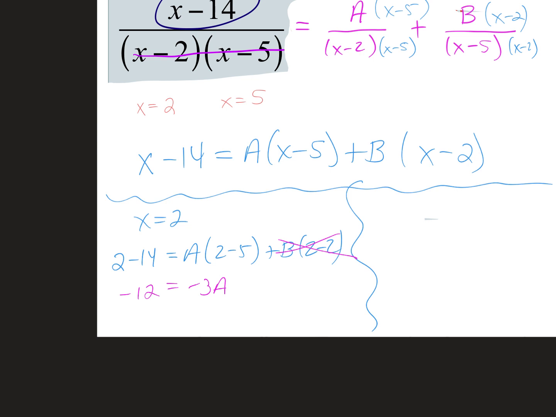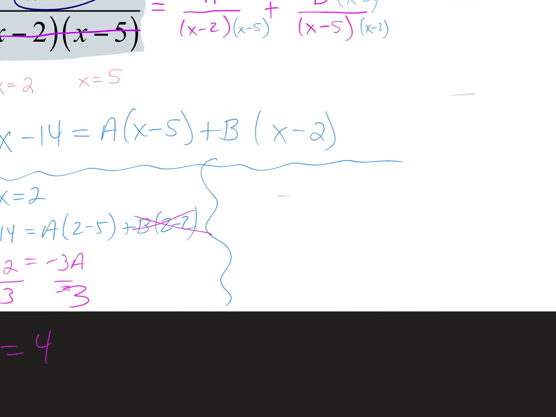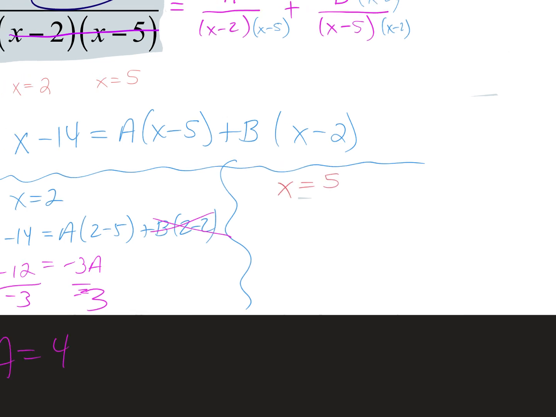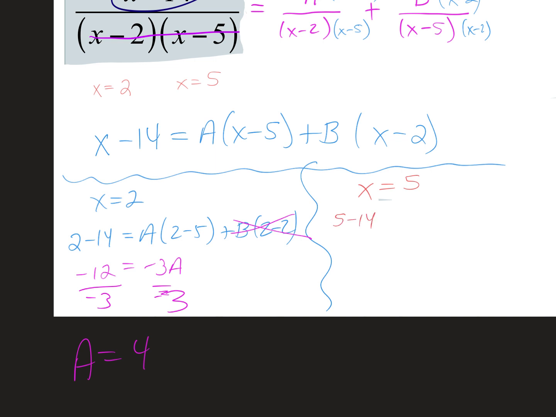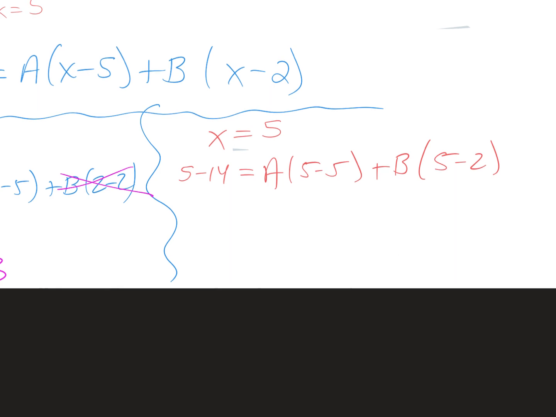You missed a sign. Now I'm going to divide both sides by negative 3. So what is my A term? What's my A constant? What's negative 12 divided by negative 3? Okay, 4. Perfect. So let's do the same thing, but now I'm going to evaluate on this side with x equals what? 5? Okay, so I have 5 minus 14 equals A times 5 minus 5 plus B times 5 minus 2. So guys, on the left-hand side of the equal sign, what is 5 minus 14?